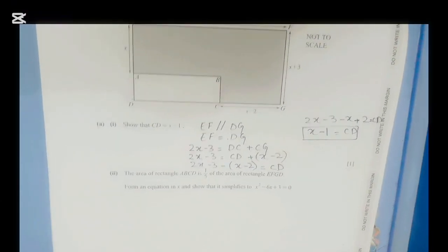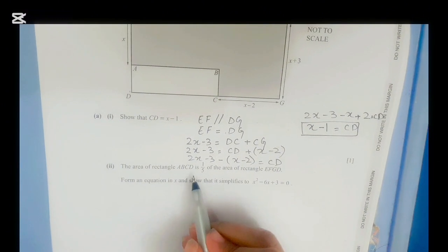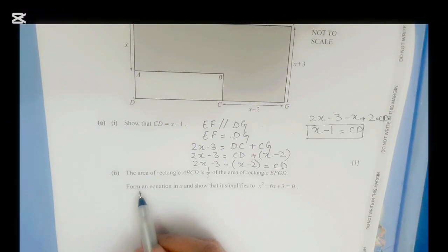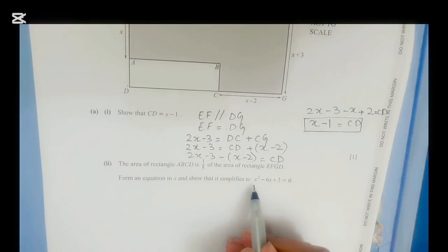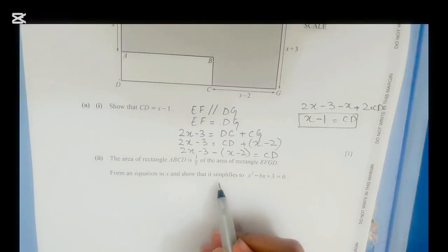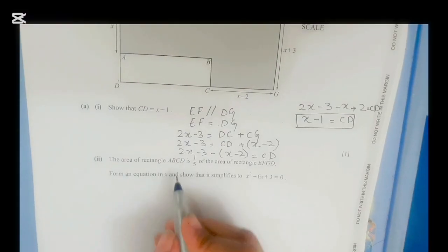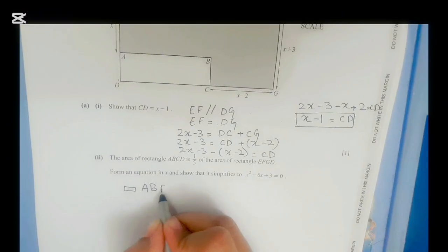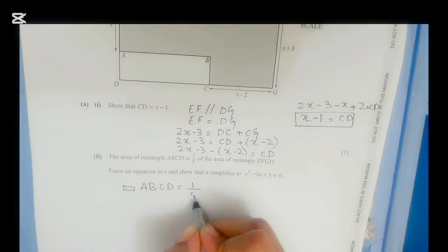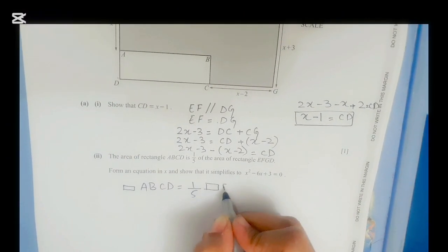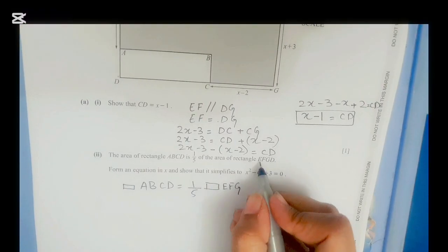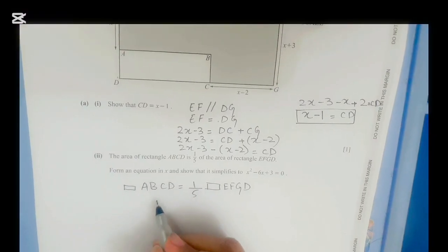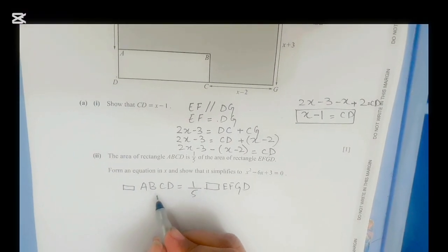Now what is the second part? The area of rectangle ABCD is 1/5 of the area of rectangle EFGH. So from an equation in x, show that it simplifies to x square minus 3x plus c. So rectangle ABCD is 1/5 of rectangle EFGH. Okay, so what is the area of rectangle ABCD?